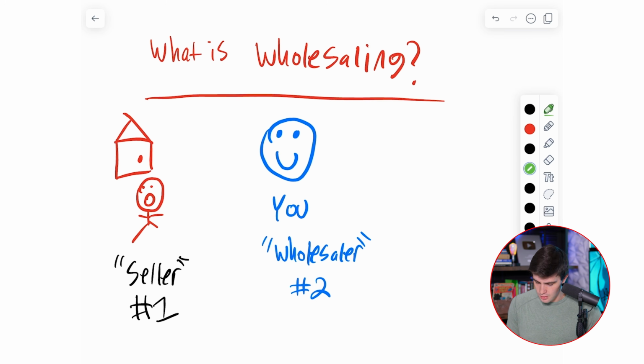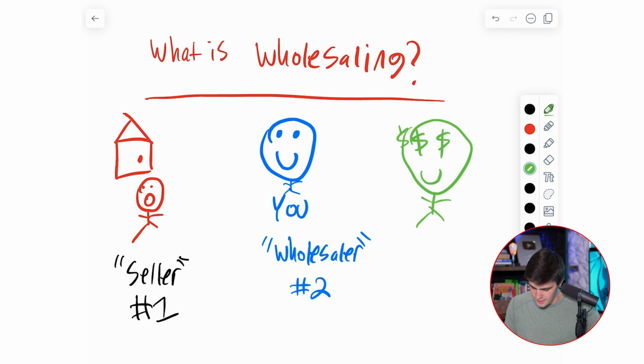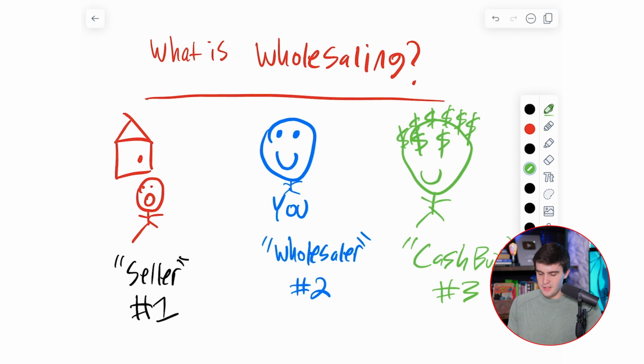And number three here, who we call Mr. Moneybags, and let's just put money all around them because they got money. The best way to think about this is called a cash buyer, or number three. Now, these are the three principal people in a wholesaling transaction. We have a seller, we have you, the wholesaler, and then three, we have this cash buyer.